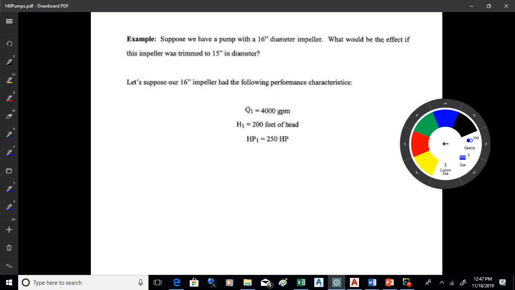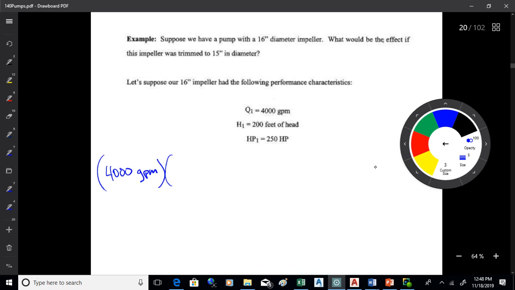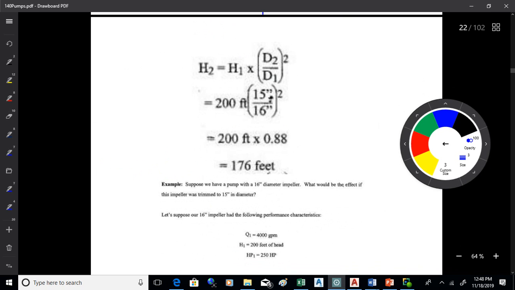So on page 133, let's see what would happen if we took a 16-inch impeller out and put in a 15-inch impeller. So if we have 4,000 gallons per minute for our 16-inch impeller, and we replace it with a 15-inch impeller, we just multiply that by 15/16. And what we would get would be 3760 gallons per minute.